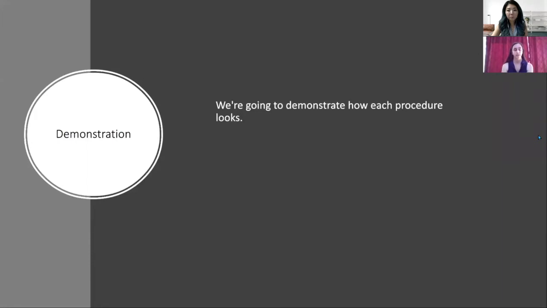So we are going to demonstrate how each procedure looks. This is not the actual procedure for our study. It's just giving you an idea of how each type of procedure flows, spaced versus mass versus expanding. Feel free to play along and try and remember the different sets. Olivia is going to pause before answering to give you an opportunity to play along with us.